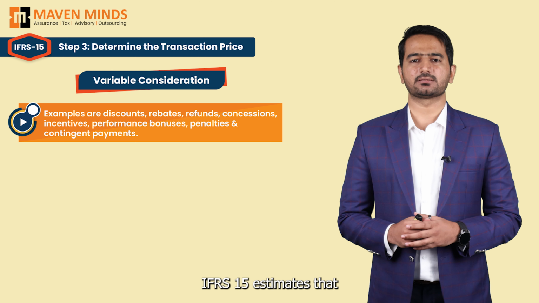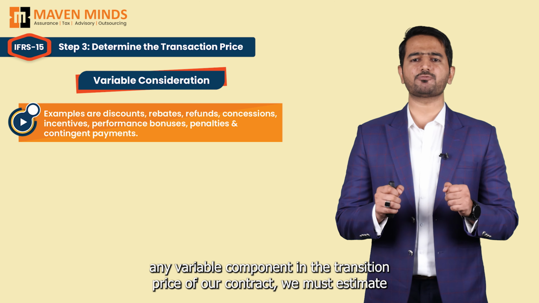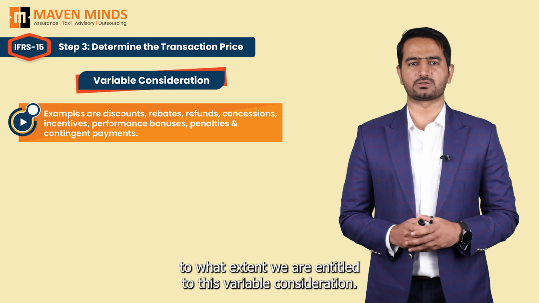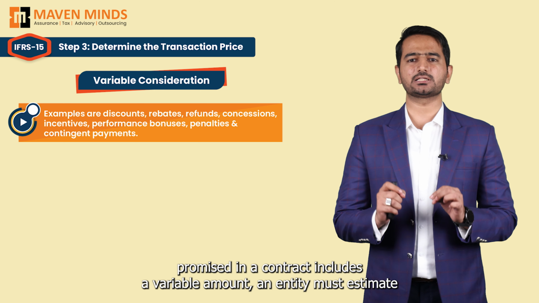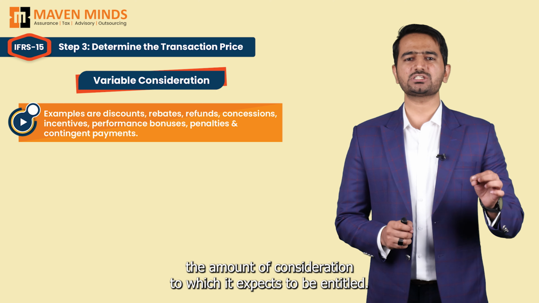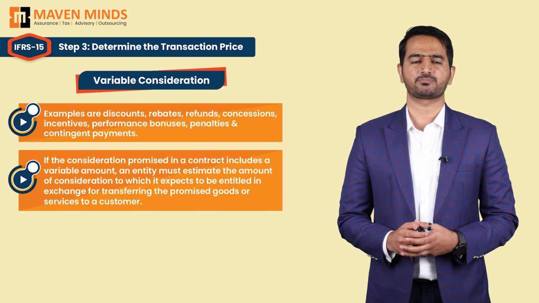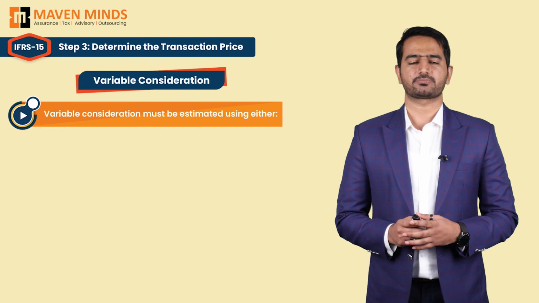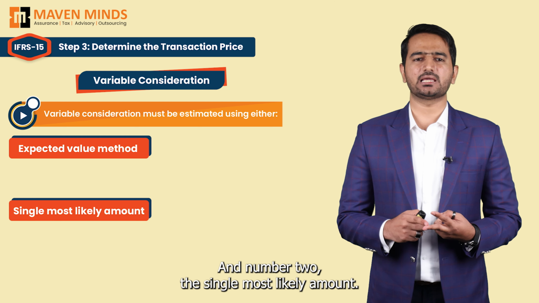IFRS 15 states that if there is any variable component in the transaction price of our contract, we must estimate to what extent we are entitled to this variable consideration. The standard specifies that if the consideration promised in a contract includes a variable amount, an entity must estimate the amount of consideration to which it expects to be entitled in exchange for transferring the promised goods and services to the customer. When estimating variable consideration in our contract transaction price, we have two methods. Number one, the expected value method, and number two, the single most likely amount.